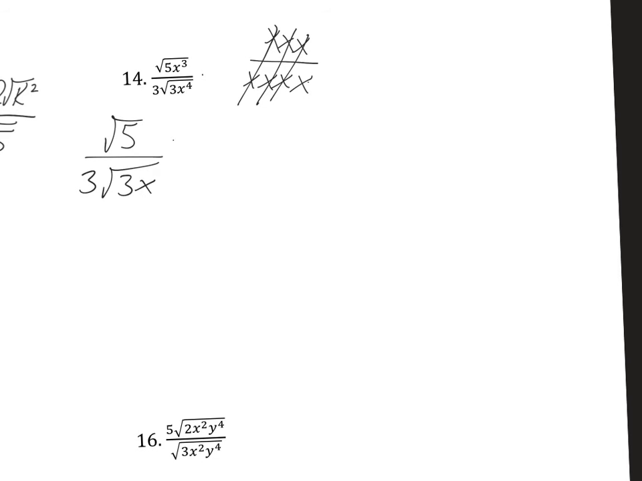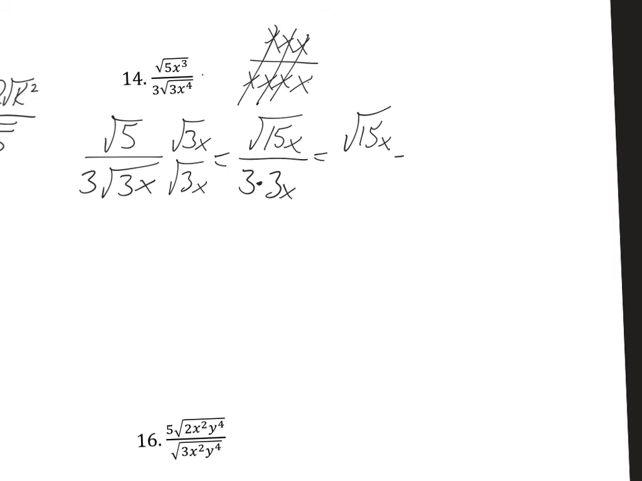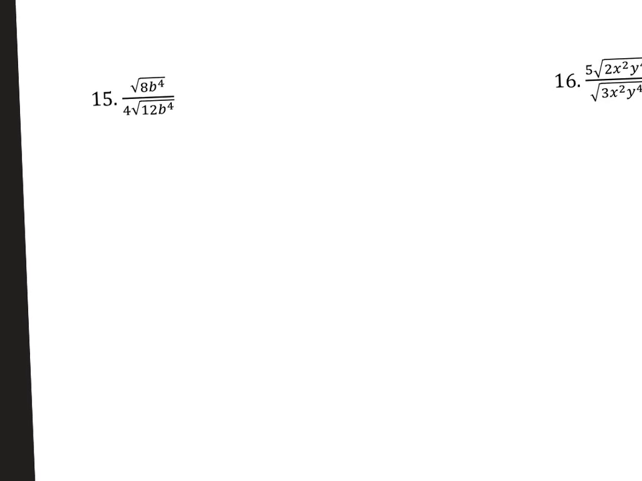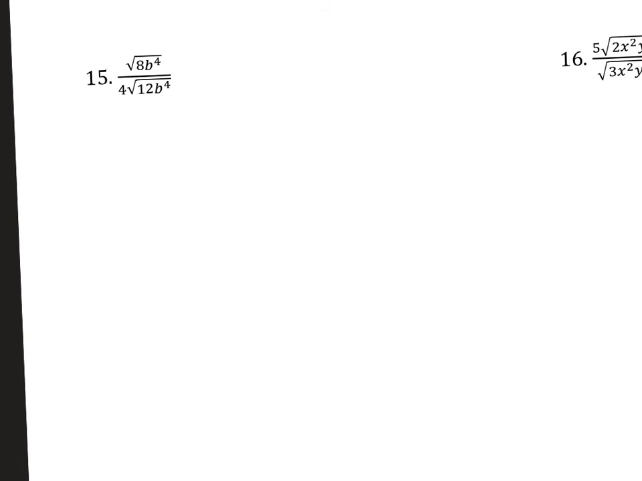Okay, so I'm going to multiply the top and the bottom by the radical 3x. So that's going to give me radical 15x over 3 times 3x. When I do that, it's going to tell me that that is radical 15x over 3 times 3 is 9x. This is the final answer. Okay, let's try this next one. Go ahead and try it on your own real quick.